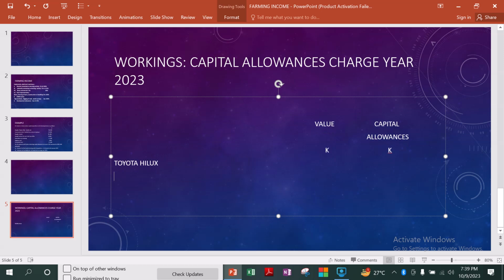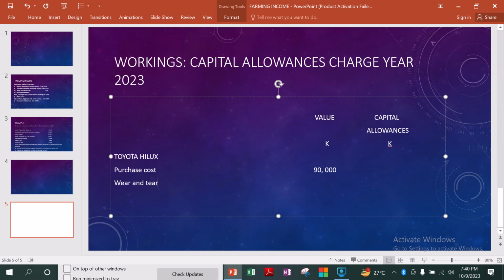So for the Toyota Hilux, what we have? We have the purchase cost. And the value, for the totals, we have 90,000. Okay, 90,000. We calculate wear and tear allowance. This will be at 25% of the original cost. That will give you 22,500. 25%, so which is the claimable, there's no divided use, so 22,500. So that's the claimable capital allowance.